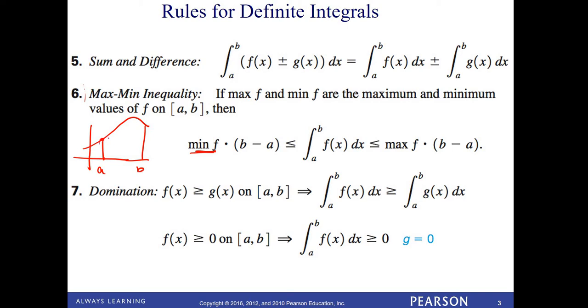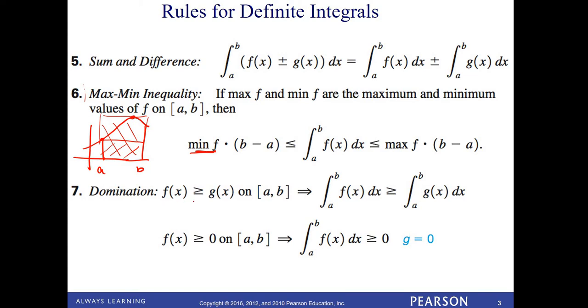So in other words, if I have a function from a to b, if I take the minimum value of f on that interval and multiply it, I get this area. That's always going to be less than the actual integral. If I take the maximum level and multiply it by the interval, I'm always going to get a larger value than the integral. We're going to use that when we talk about bounds.